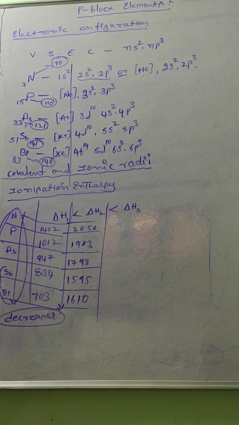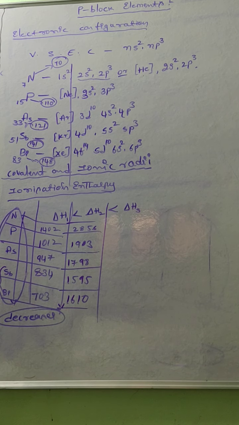We will consider different examples and different ionization enthalpies. The ionization enthalpy decreases down the group. First ionization enthalpy, second ionization enthalpy, and third ionization enthalpy are also very important properties of the 15th group elements. Next, one more property arises for the 15th group elements.